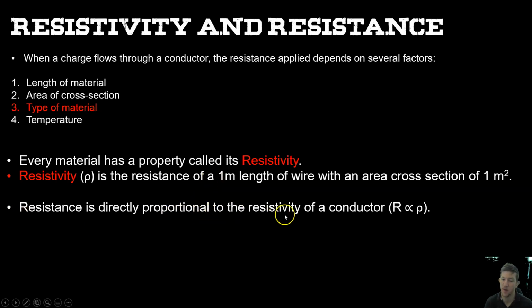Resistance is directly proportional to the resistivity of a conductor. And that kind of makes sense. If you double the resistivity, you've doubled how much resistance per meter for a 1 square meter object. You would expect the resistance to be affected by the same amount.